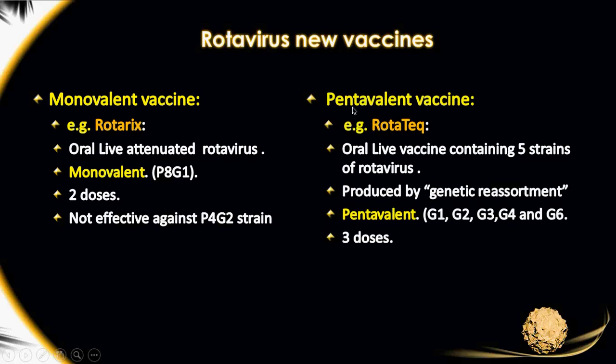The best one these days is a pentavalent vaccine, like the RotaTeq vaccine, and it contains 5 strains. This is produced by genetic reassortment and genetic manipulation, and contains the most common subtypes, like G1, G2, G3, G4, and G6, and is given in 3 doses.